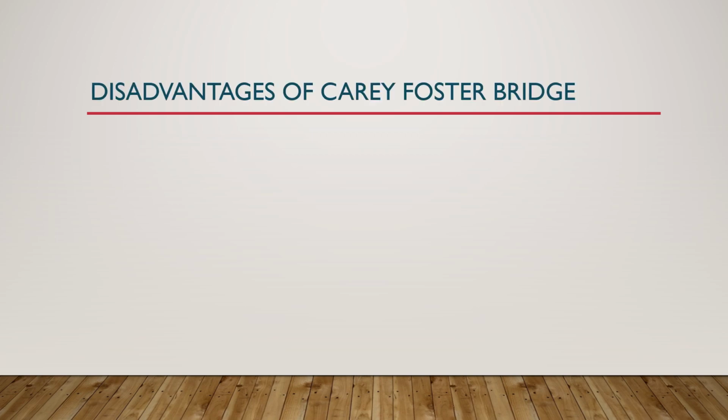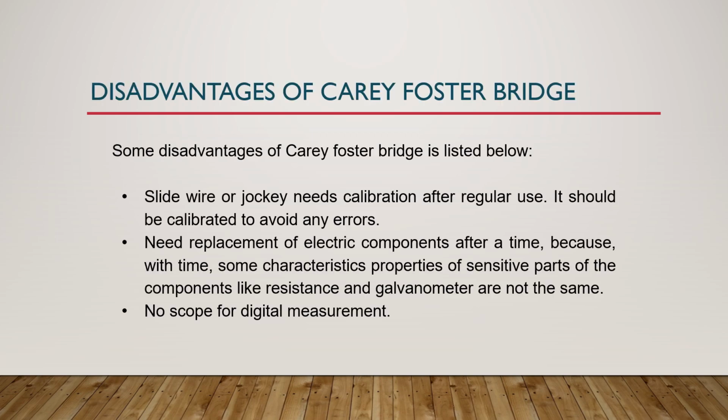Some of the disadvantages of the Carey Foster Bridge. The slide wire or jockey needs calibration after regular use. It should be calibrated to avoid any errors. Electric components need replacement after a time, because with time some characteristic properties of sensitive parts of the components like resistance and galvanometer are not the same. No scope for digital measurements.